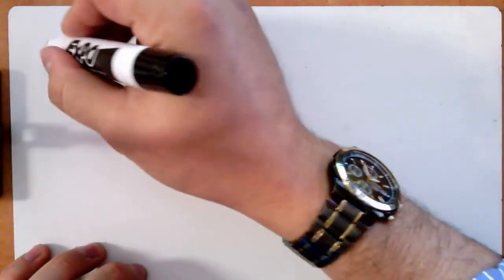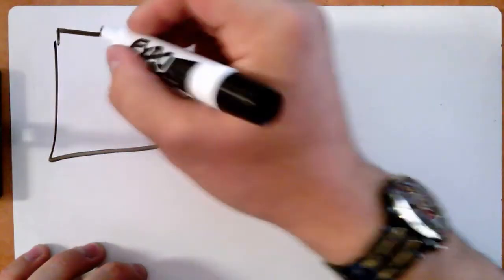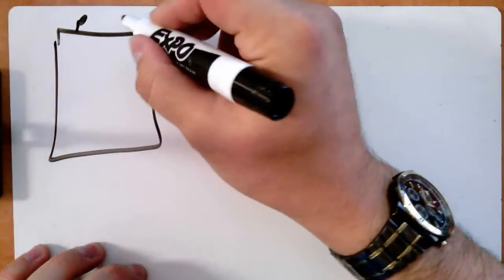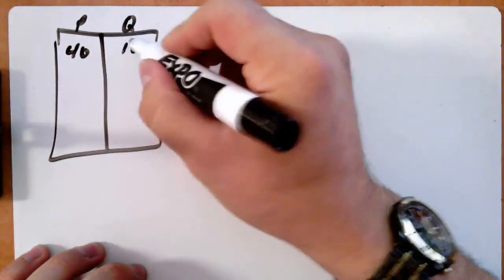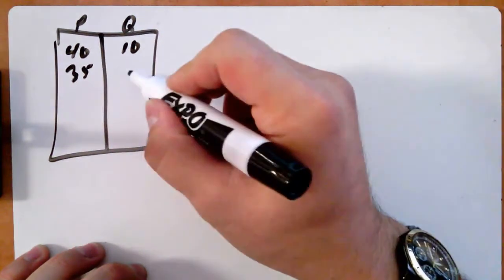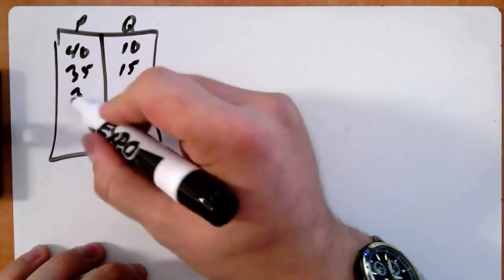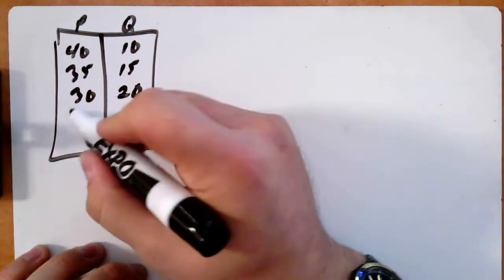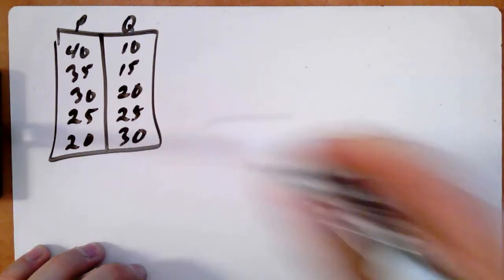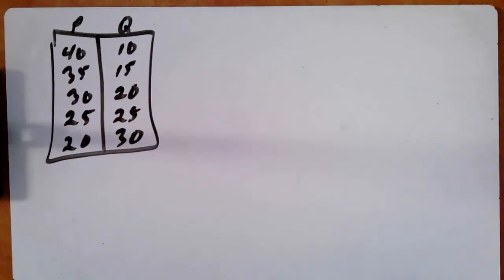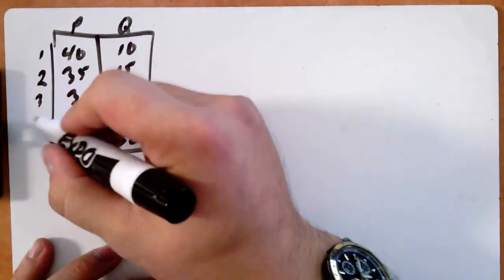The next problem is going to give you a demand schedule. Okay, so we'll have some demand schedule which says we have some price and some quantity. And so we'll say at 40, we get 10. At 35 is 15. At 30 is 20. 25 is 25. And 20 is 30. So it's going to ask you what the price elasticity of demand is between each of the following prices. Okay, between 1, 2, 3, 4, and 5.